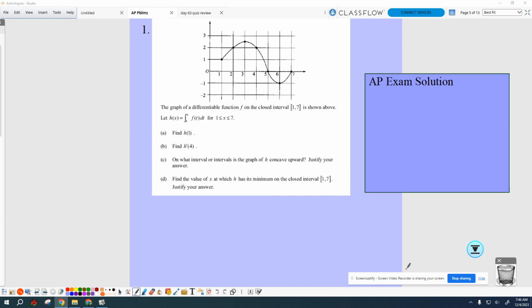The AP test has a multiple choice section without calculator. That's 30 questions, 1 hour. Then there's a 15 question multiple choice with calculator, 45 minutes. And then there are 6 free response questions, 9 points each. The first 2 you get a calculator, and the other 4 you do not.